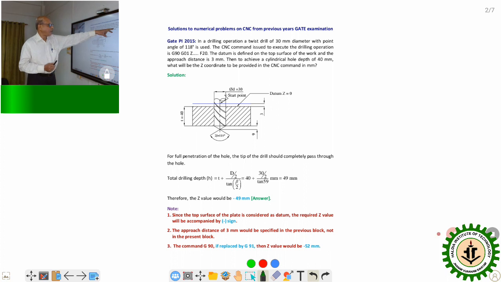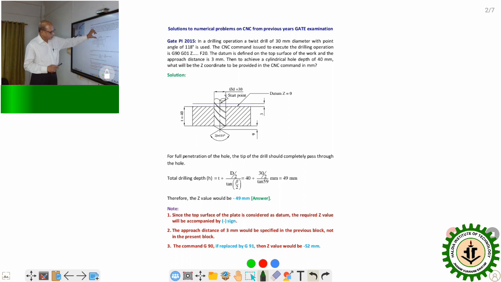Then, to achieve a cylindrical hole depth of 40 mm: if 40 mm full depth penetration is required, then considering the tool geometry, that is the frontal or nose part, this taper part should completely go out of the hole in the plate, so that full penetration of the desired diameter of 30 millimeter is possible to achieve. After passing through the hole, the drill bit should occupy a position something like this, which is shown in this figure. So what will be the total tool travel?